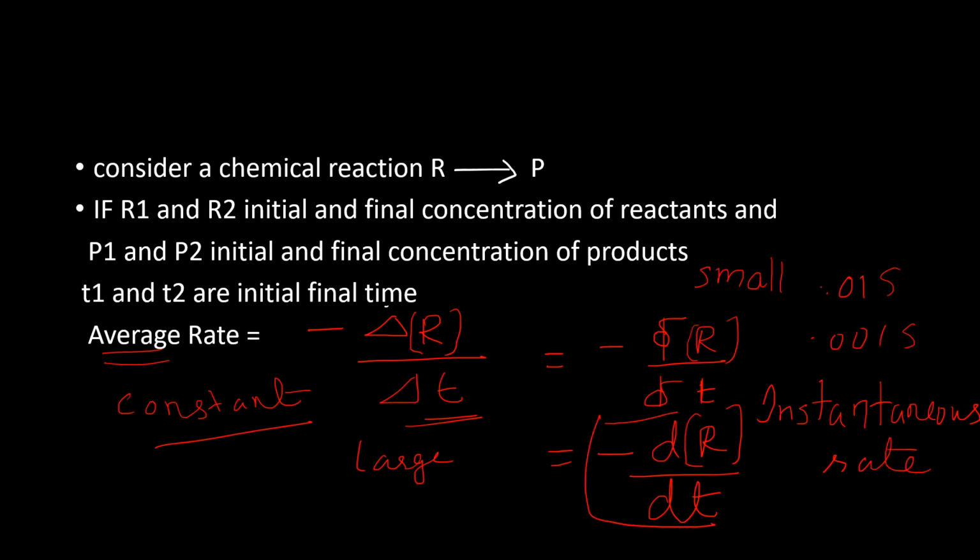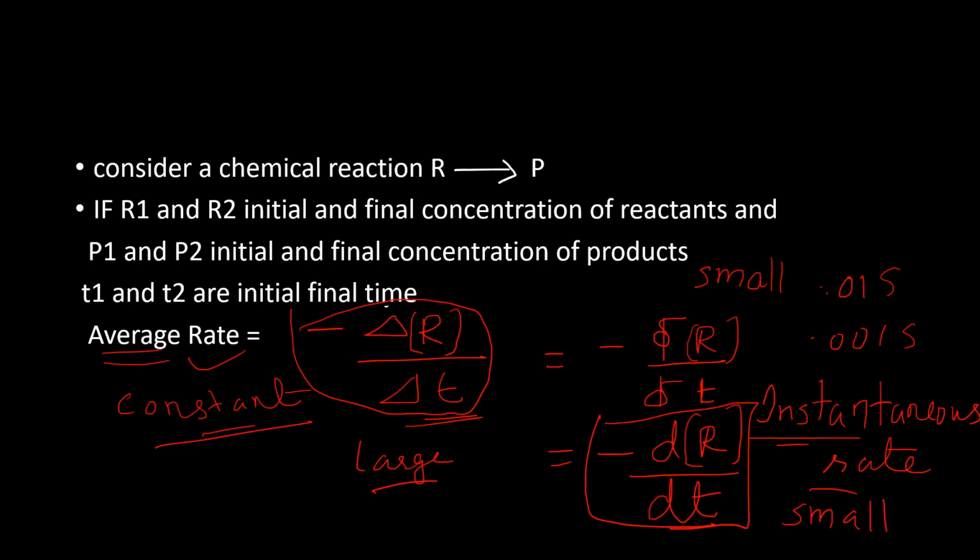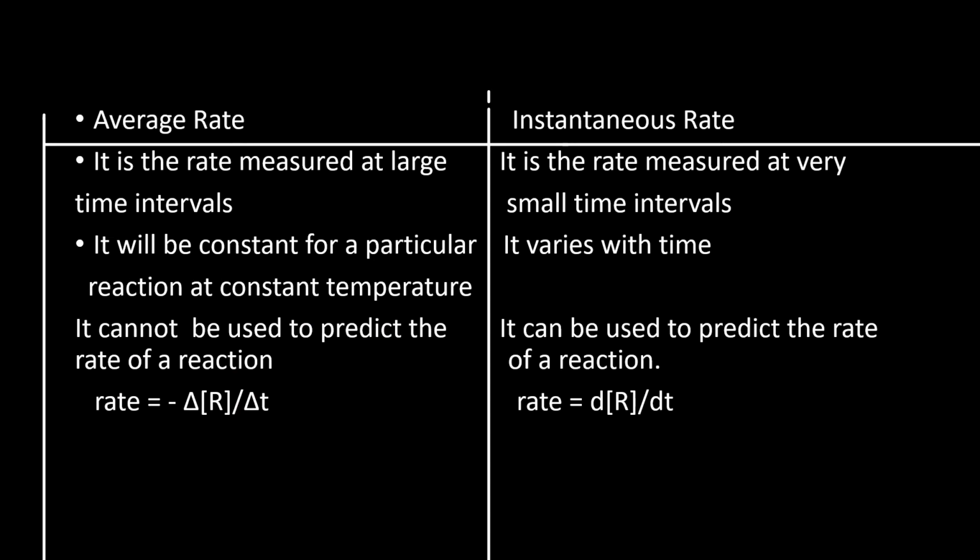So what is the difference between instantaneous rate and average rate? Average rate is measured over a large time interval, but instantaneous rate is measured over a small time interval. Average rate is a constant, but instantaneous rate varies. So we cannot use average rate for predicting the rate of a reaction, but we can use instantaneous rate for predicting the rate of a reaction.